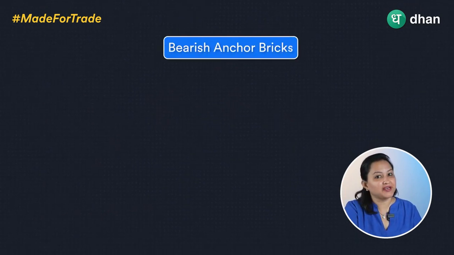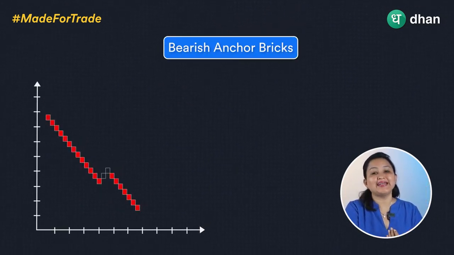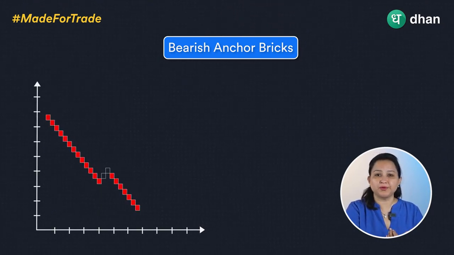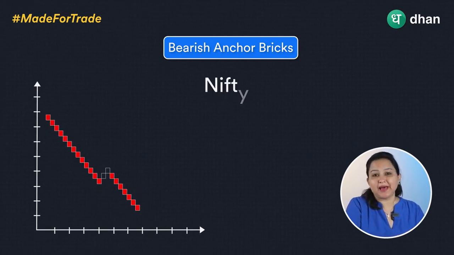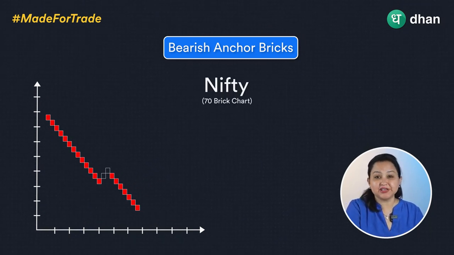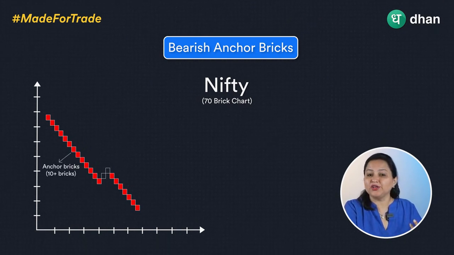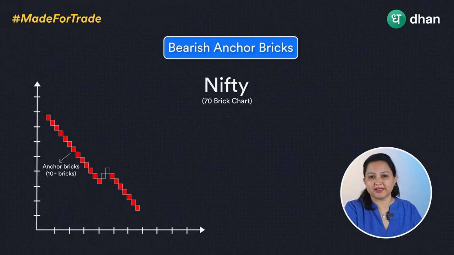The next example is of anchor brick. We are talking about bearish anchor bricks. So bearish anchor brick, relentless, more than 10 bricks formed in one particular direction. This is a Nifty Bank chart that you can see. It's a 70 brick chart, so every 70 points a new brick is printed in the bearish direction. More than 10 bricks, an anchor column. We know that the momentum is on the bearish side.